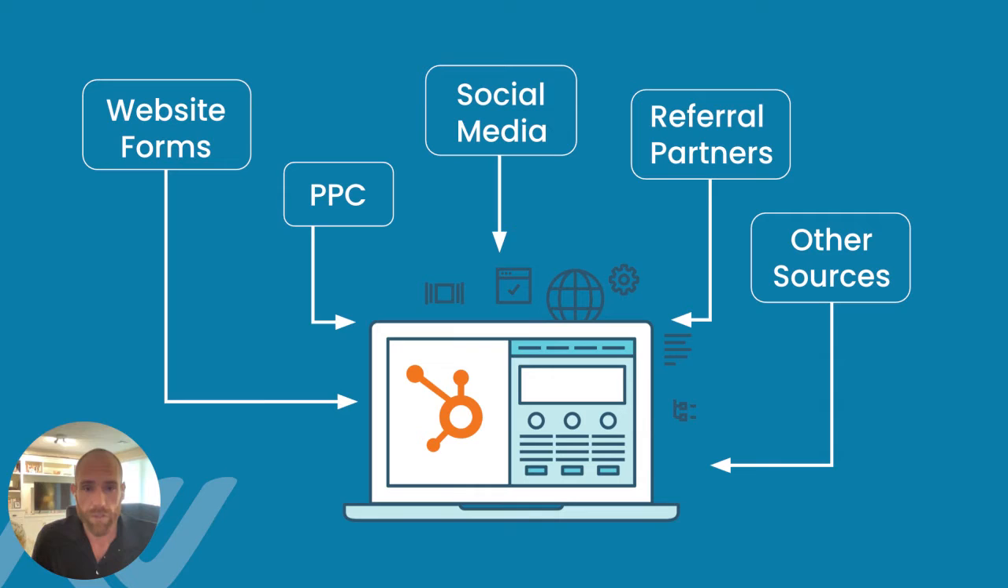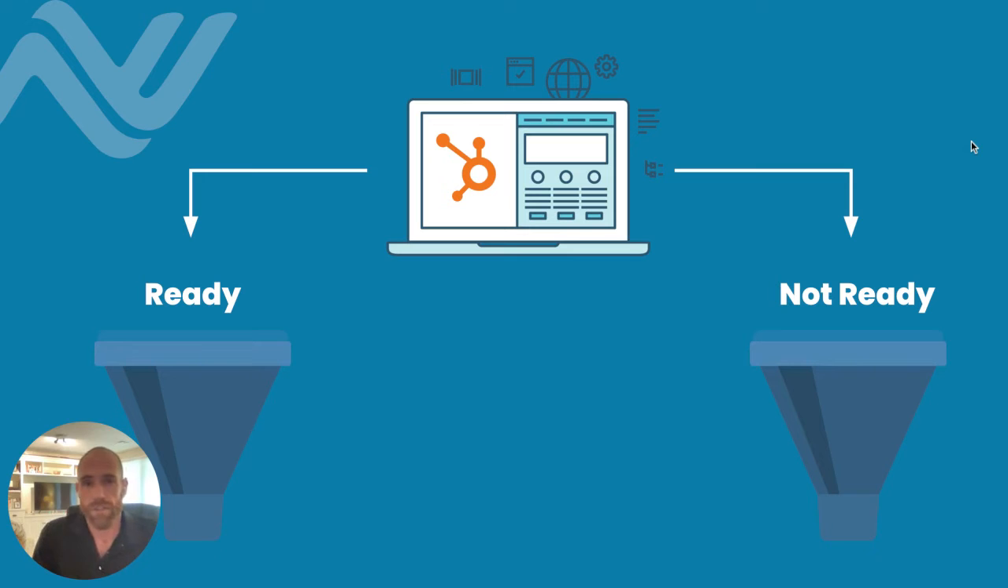Essentially, the first thing we do is we take all these various digital lead sources and we aggregate them into one place using our software partner, HubSpot. Once all these leads are inside of HubSpot, we break them into various different categories and segment them using automation.